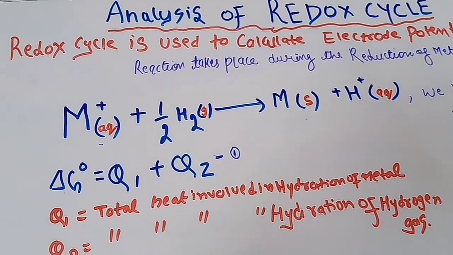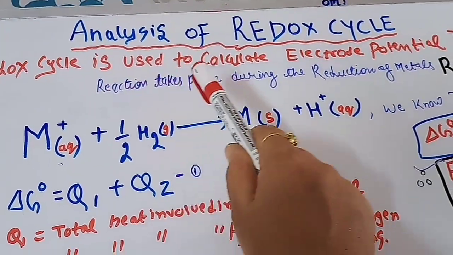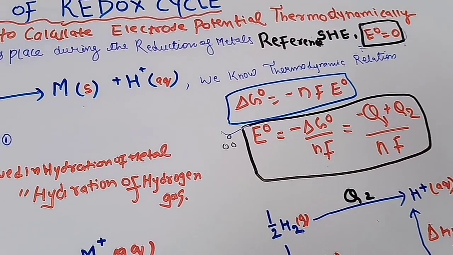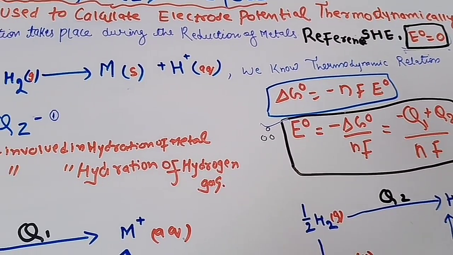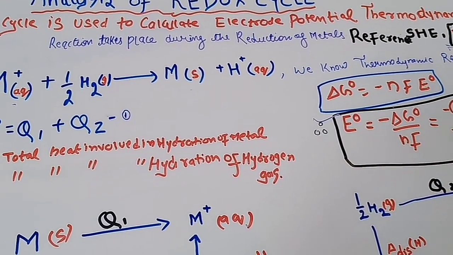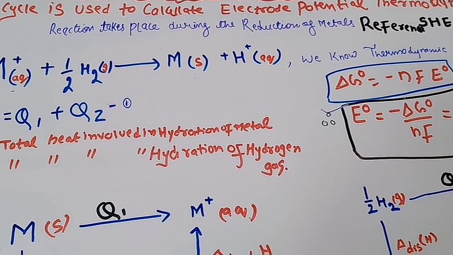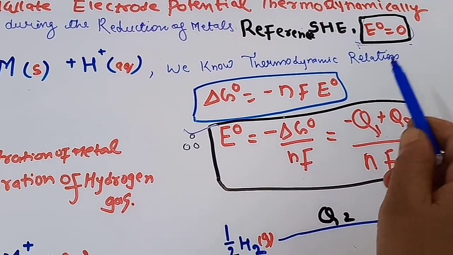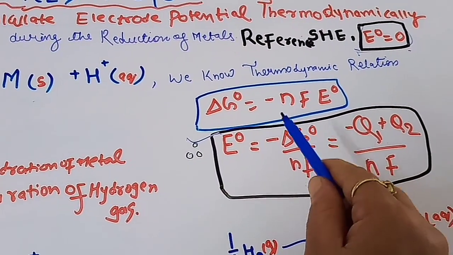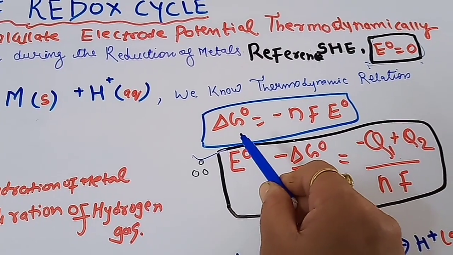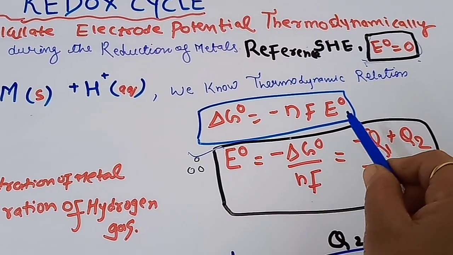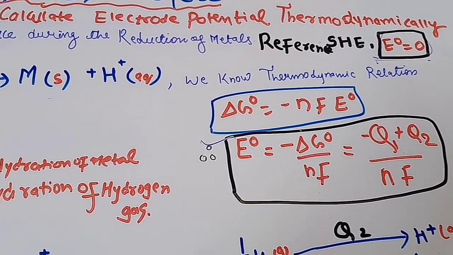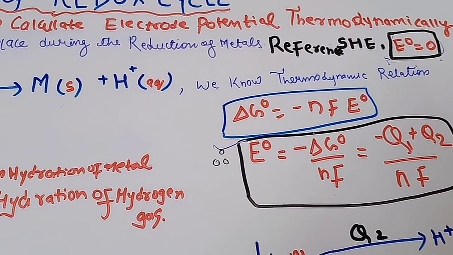We can say that the redox cycle is used to calculate electrode potentials thermodynamically. We have already studied the thermodynamic relation between the electrode potential and the Gibbs free energy, that is, delta G naught equals minus nFE naught. So if we know the value of the free energy, we can easily calculate the electrode potential. To explain this, we can take an example of the reduction of metals.